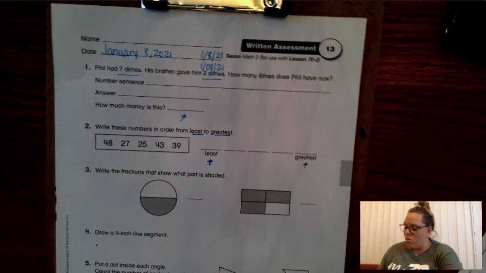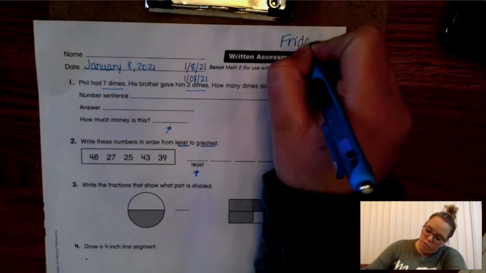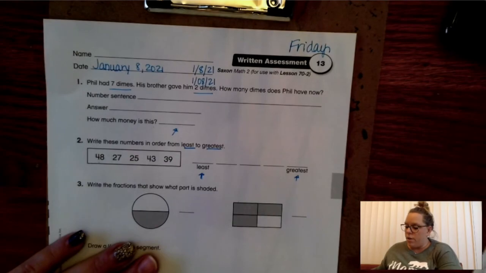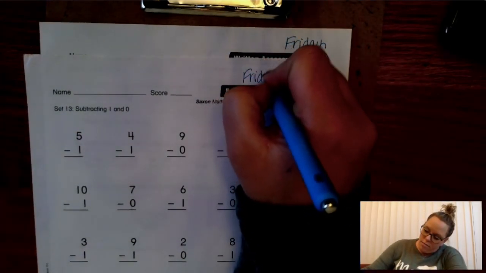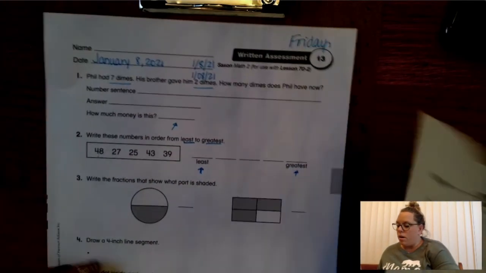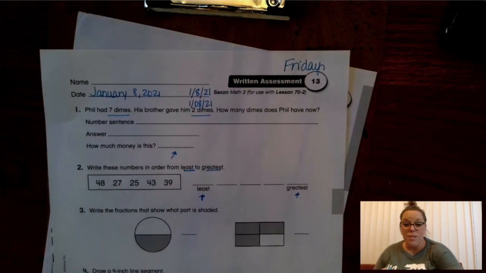So when you are finished with this sheet, this is going to go into your Friday folder. Make sure that your written assessment as well as your fact assessment both get in the Friday folder. And when you are done with those two sheets, you are going to be done with your math for today.